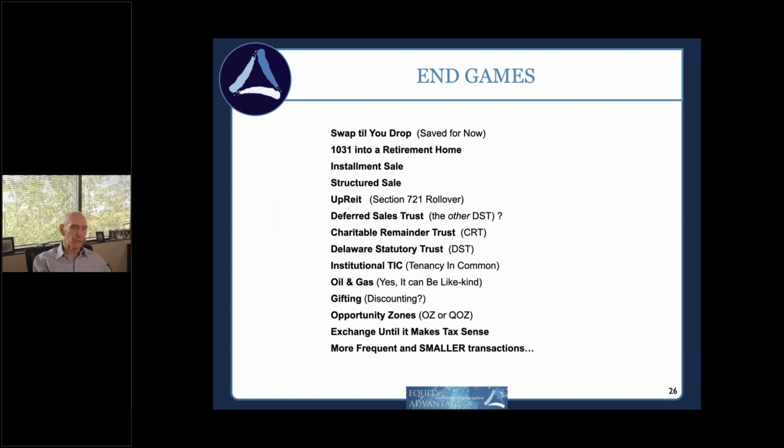Deferred sales trust is another sort of form of installment sale. Charitable remainder trust, you've got some charity that you love, you want to get some tax benefits by donating the property to them, you can do that. We've got content on that online. Institutional tenancy in common, obviously, the DST stuff.